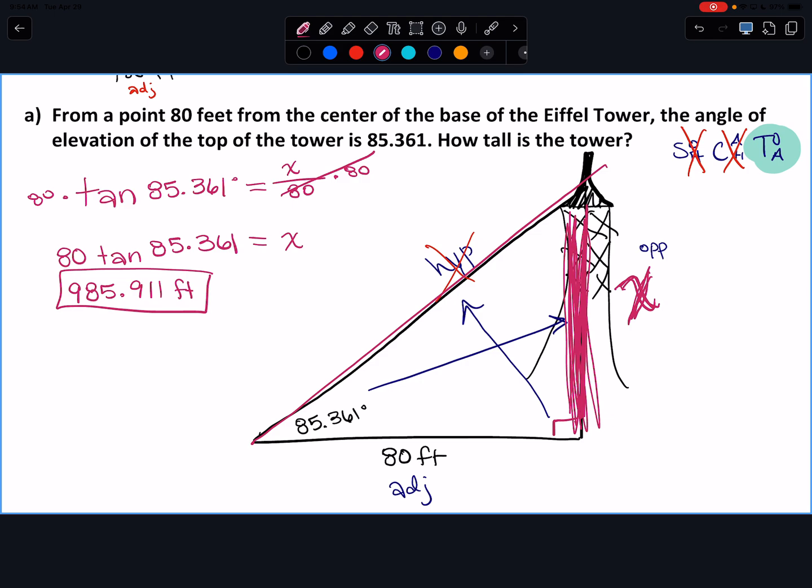That would be a moment where I would say, okay, let me check my calculator, make sure it's in degree mode. And if it is, then maybe I did the wrong trig function or something. Maybe I should have done inverse sine or inverse cosine or something. Okay? Questions for me? All right?